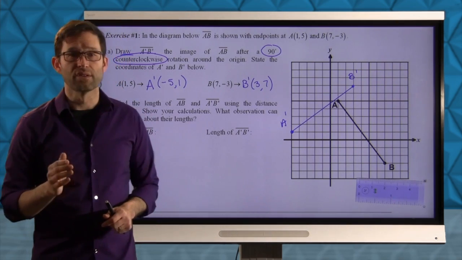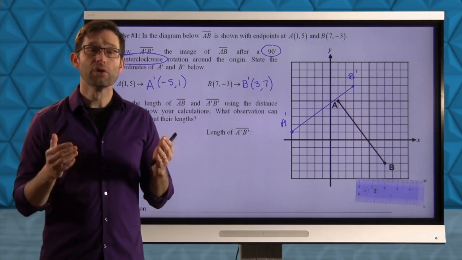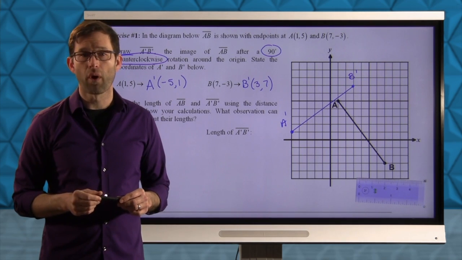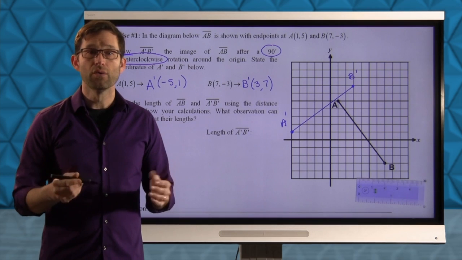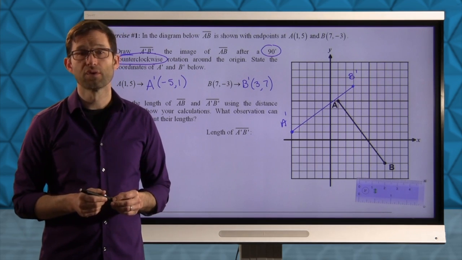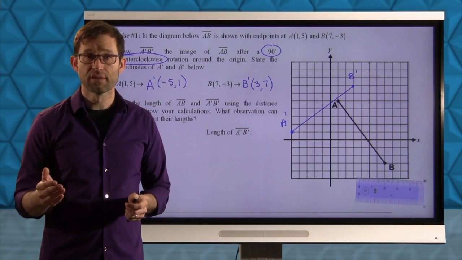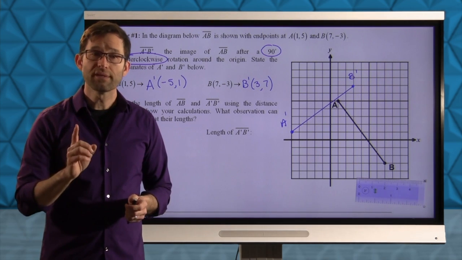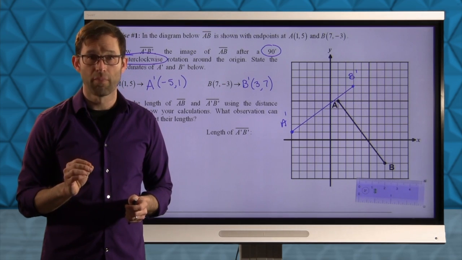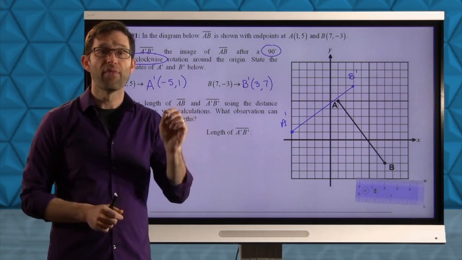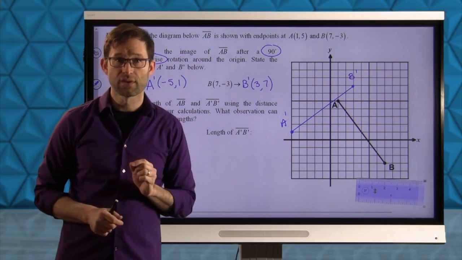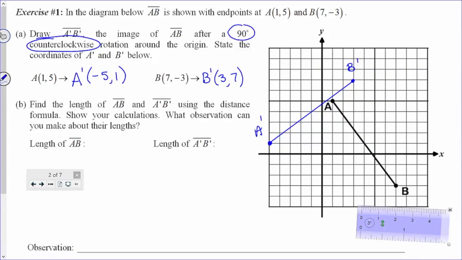Now, one of the things that we'd like to do throughout the next 3 lessons is loop back and be able to examine some of the properties of rigid body motions now using the tools of coordinate geometry. And again, those tools are primarily the slope formula, the distance formula, and the midpoint formula. So let's take a look at one very important property of rigid body motions, of which a rotation is one, and that is what happens with lengths under rigid body motions. So in letter B it says, find the length of AB and of A prime B prime using the distance formula, one of our tools that we've developed. Show your calculations. What observation can you make about their lengths?